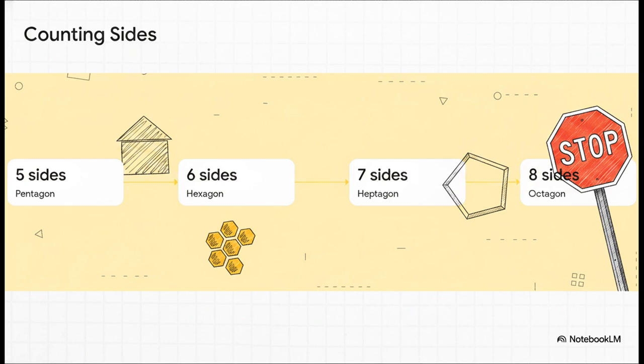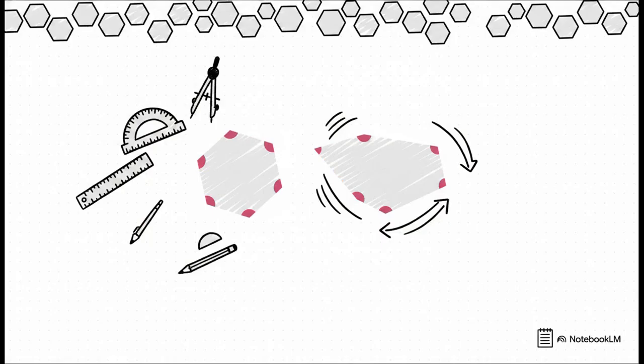5 sides. That makes a pentagon. Kind of looks like the shape of a house. Add another edge. Boom, 6 sides. That's a hexagon, just like a piece of a beehive honeycomb. Keep going. 7 sides is a heptagon. And 8 sides? Just think of a giant stop sign on the street. That is an octagon. With every single edge Leo adds, the shape gets a brand new name and a totally brand new look.